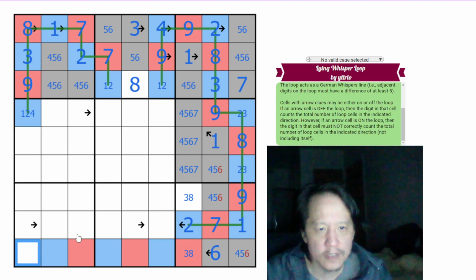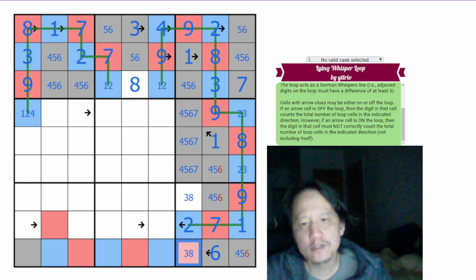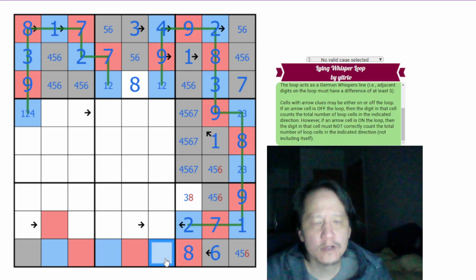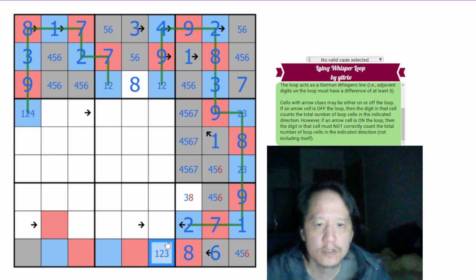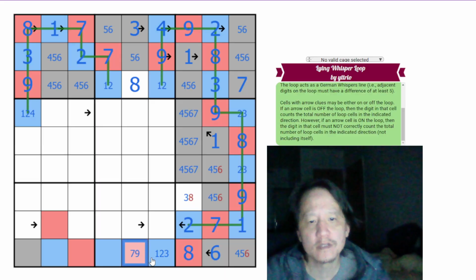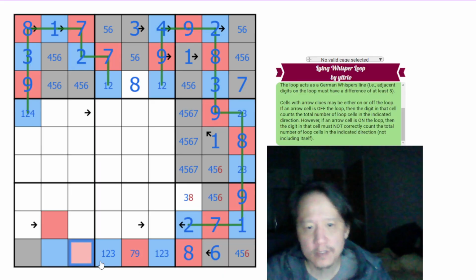So then this is not, and then this would be high. So this would be 8. This is low, so it's 1, 2, or 3, which works. This is 7 or 9. This is 1, 2, or 3. This is 7 or 9, so this would have to be 9.